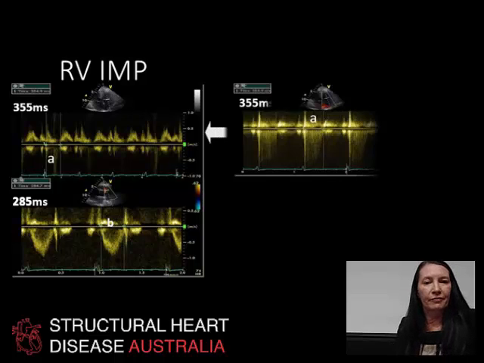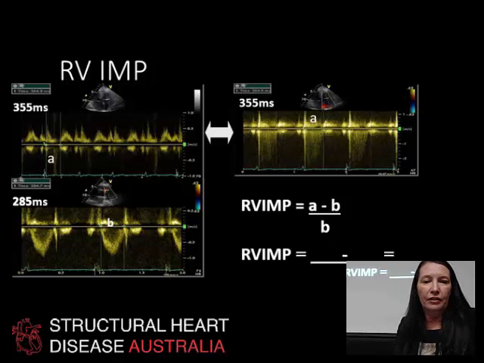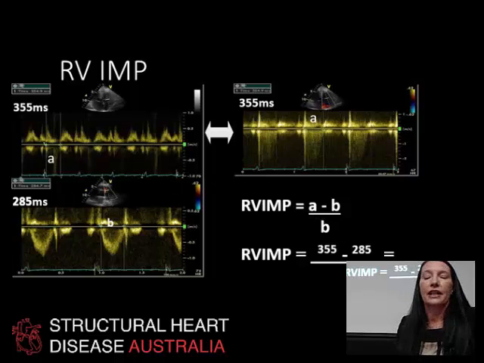So how do we measure this? We take the RV inflow or the tricuspid regurgitant signal and we measure the duration of either tricuspid regurgitation or the end of inflow and the beginning of inflow, which is A, and we divide it by the RVOT, which is B, and we form a percentage, 0.25.